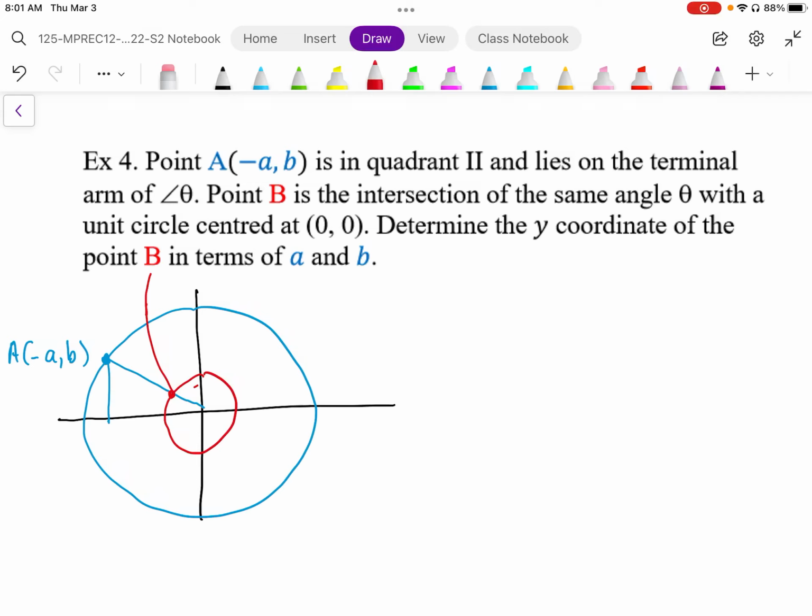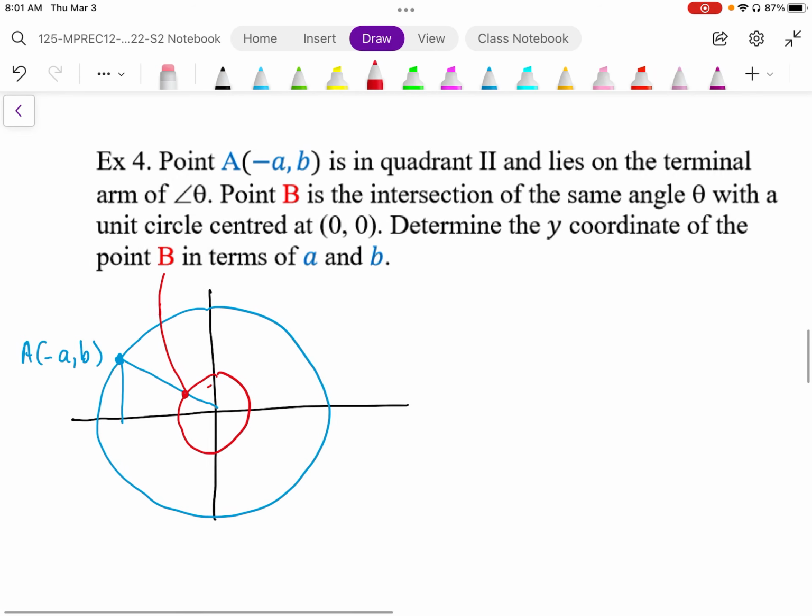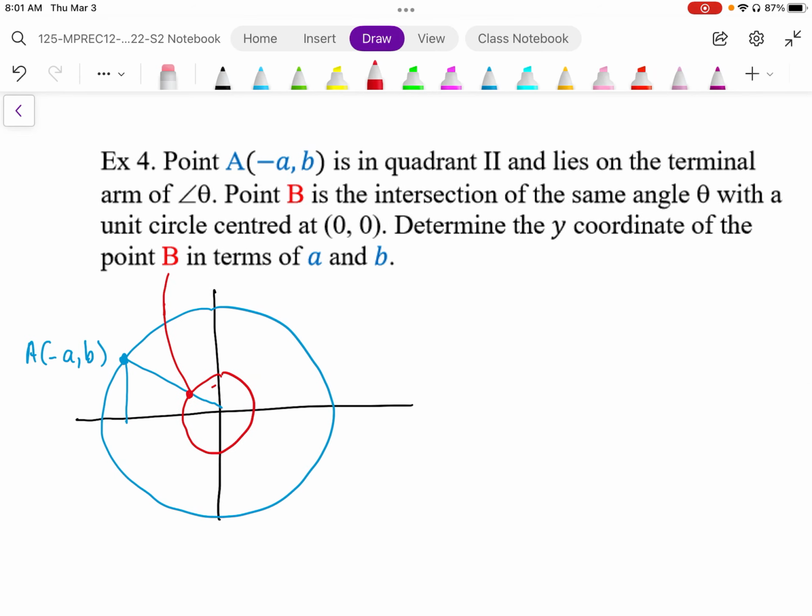Example 4. Point A, which is at (-a, b), which I've drawn in blue, and in quadrant 2, lies on the terminal arm of angle theta. So angle theta is this standard position angle here, theta. And B is the intersection of the same angle with a unit circle. So this red circle is a unit circle, and that has a radius of 1.